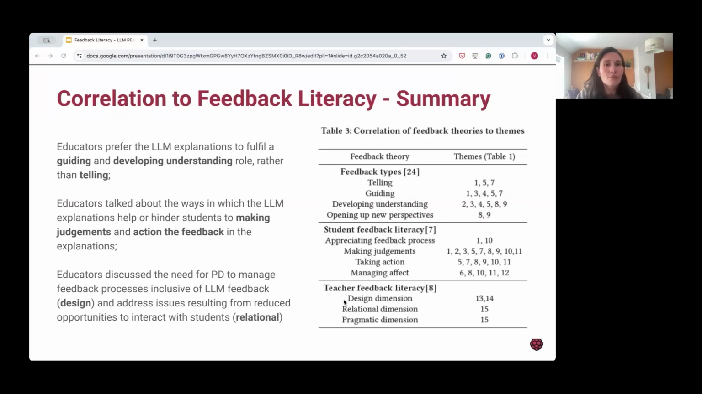In conclusion, from correlating educators' views to feedback literacy theory, we found that educators prefer to either remove or delay the code solution from their explanation and utilize key concept words based on what they're teaching to guide and develop students' understanding rather than tell. Related to students' feedback literacy, detailed jargon-free explanations can help students make judgments about their feedback, but invalid explanations can hinder this process. Therefore, we need ways of managing such invalid instances.